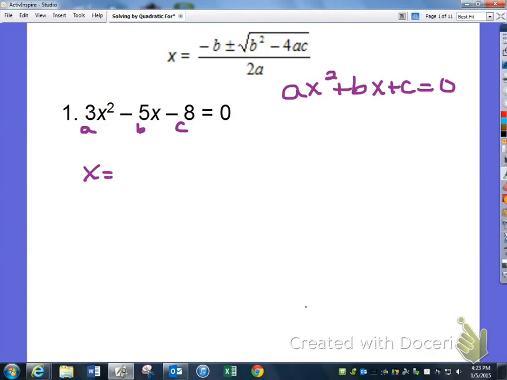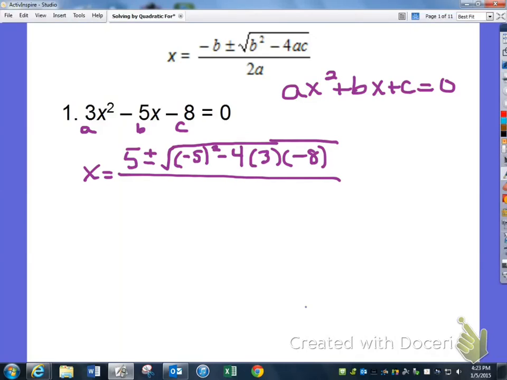So x would equal negative b. Well, since b is already a negative, b is a -5, a -5 is a +5. So we would have 5 plus or minus the square root of, we're going to have -5 squared because it's b squared minus 4 times a times c. And that whole thing is going to be over 2 times a.